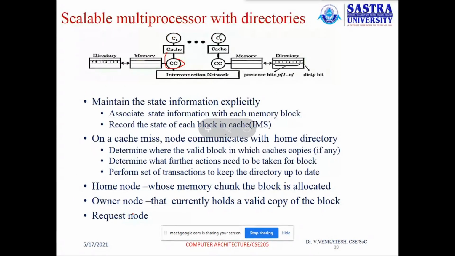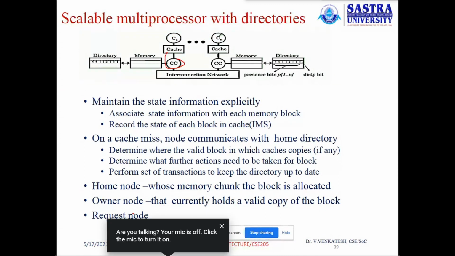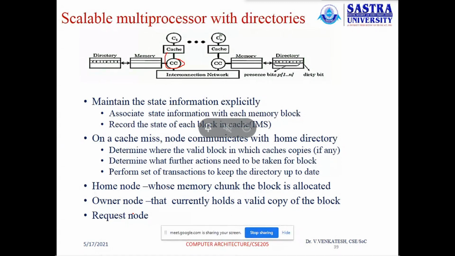So again, it will request the data. Now the data is going to be modified by C3. In that case, C3 is going to be called the owner node. So what it will do is send the invalidate signal to the interconnection network. The remaining cores will receive the message and invalidate the data wherever available, whether the particular memory block is shared in that particular chunk or not.